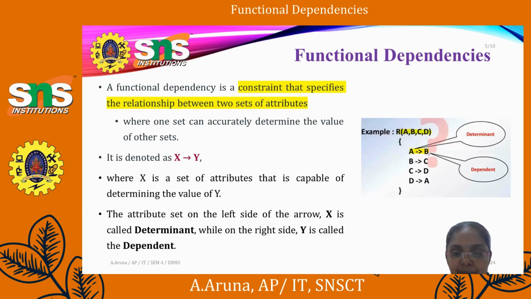For example, consider a relation R containing 4 attributes A, B, C, D. A can identify B value, B can identify C value, C can identify D value, D can identify A value. Those on the LHS side are the determinant. Those on the right side are the dependent. If the determinant can always identify the dependent value, that is a valid dependency. If not, we call it an invalid dependency. It is always represented by an arrow, which represents the dependency between the two variables.